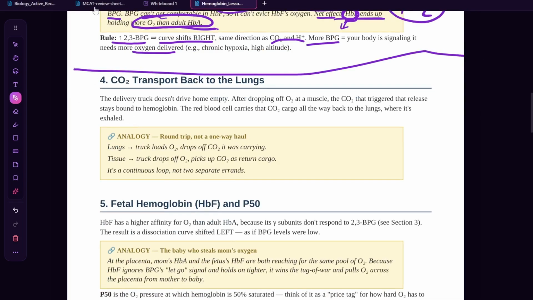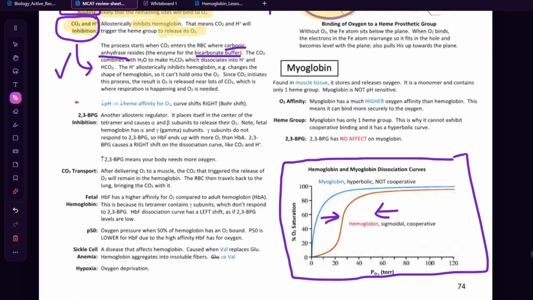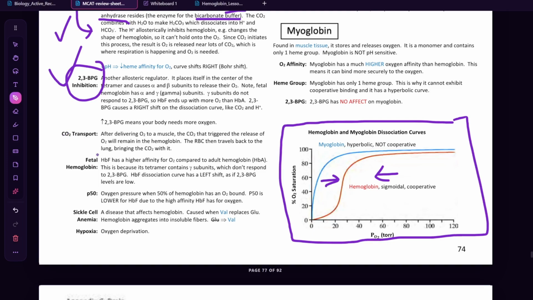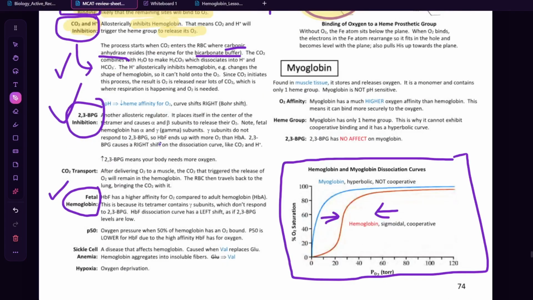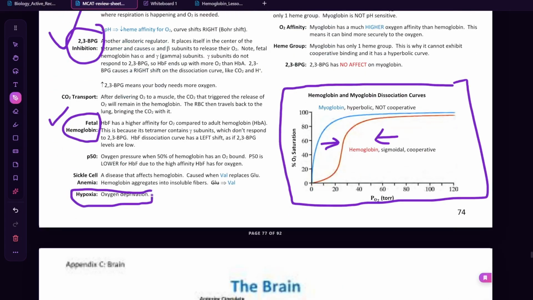Okay, and so we went over 2,3-BPG, so I can check that off. Check, and we should have gone over fetal hemoglobin already. And then I think chronic hypoxia and high altitude are also situations where you have this increase in 2,3-BPG that shifts the curve rightward. So more BPG in your body means the heme group will have a lower oxygen affinity and want to give that oxygen away because it knows your body needs that oxygen. So hypoxia, when you have oxygen deprivation, we can check that.